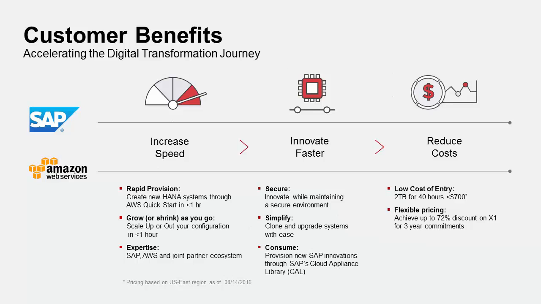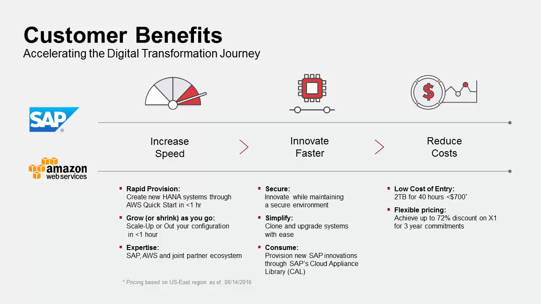Customer benefits provided by AWS for SAP, the first being increased speed. AWS enables you to rapidly provision infrastructure for SAP Solutions. For example, for SAP HANA, you can provision all of the required AWS infrastructure for both a scale-up and scale-out HANA system in under an hour. AWS enables you to scale your infrastructure capacity up or out based on your requirements.